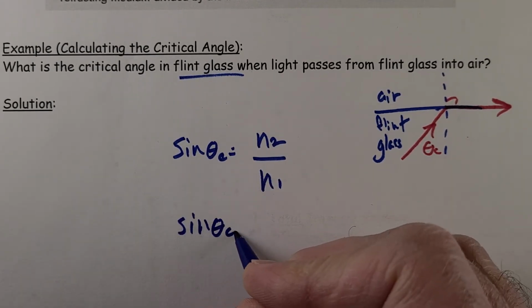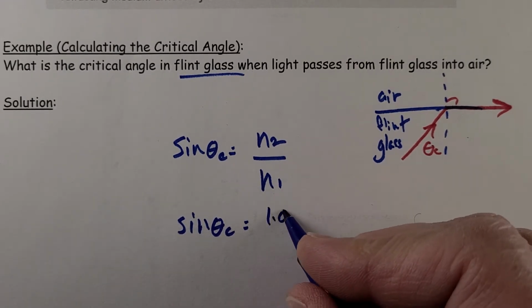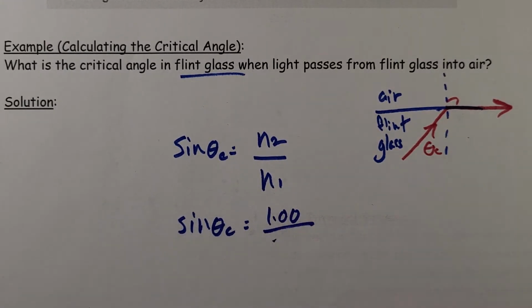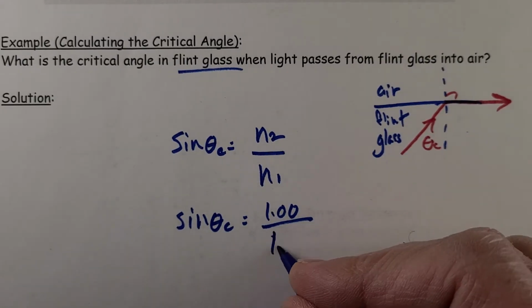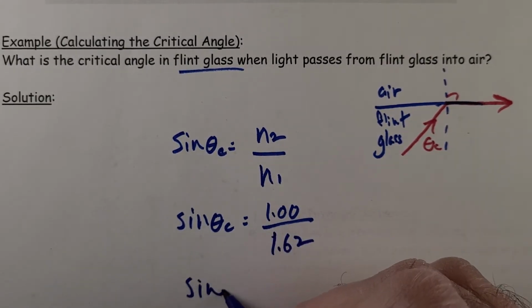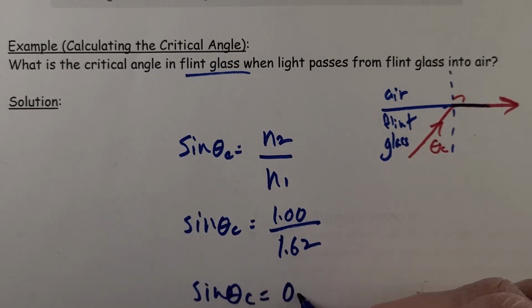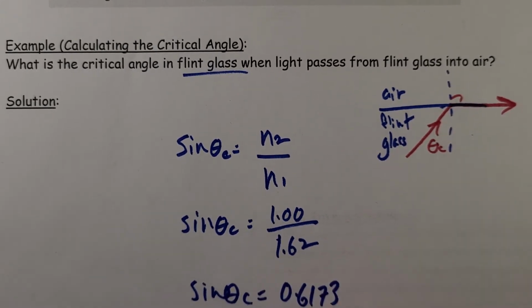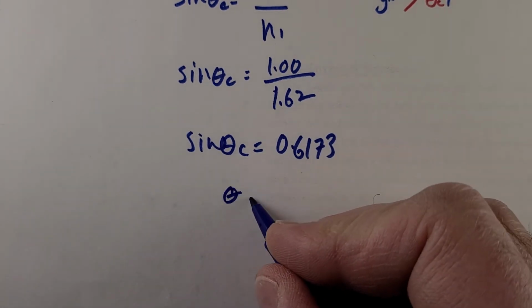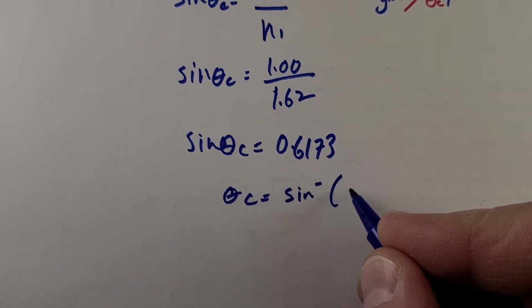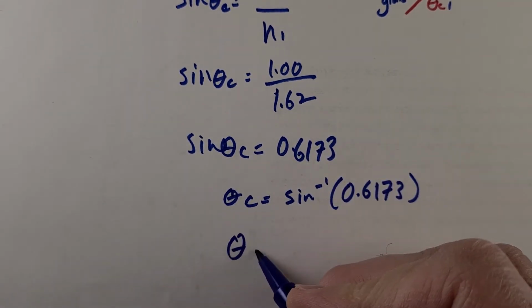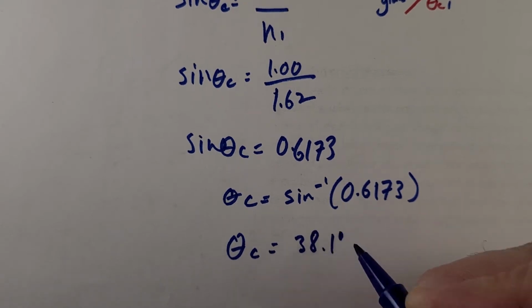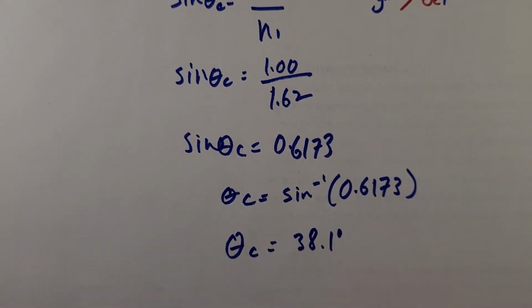So sine theta c is equal to 1.00 over, now flint glass, I think we looked up that one earlier. Flint glass, 1.62. So if I take 1 divided by that, I get 0.6173. And of course, I have the answer. What was the question? It's an inverse operation. So find the inverse button on your calculator and you'll be able to figure that out. 38.1 degrees. Okay? So that is that.